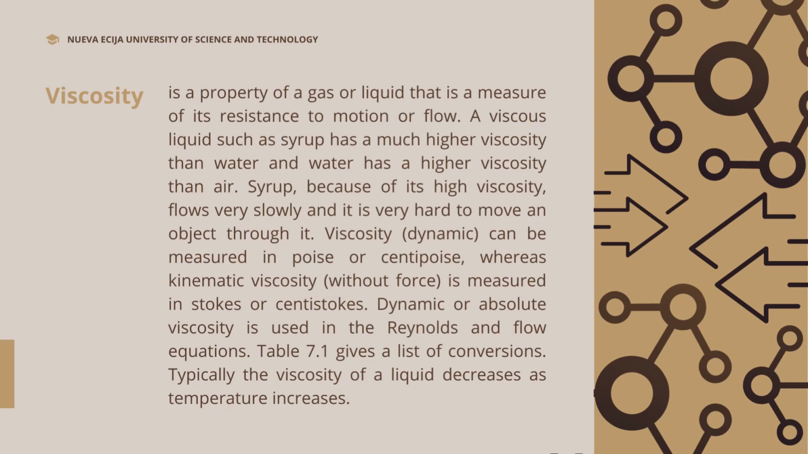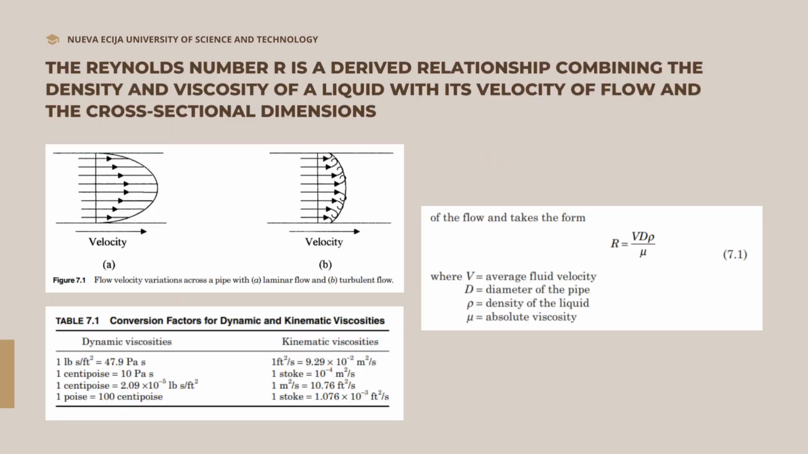Dynamic or absolute viscosity is used in the Reynolds and flow equations. Table 7.1 gives a list of conversions. Typically, the viscosity of a liquid decreases as temperature increases. The Reynolds number R is a derived relationship combining the density and viscosity of a liquid with its velocity of flow and the cross-sectional dimensions. This is Figure 7.1 and Table 7.1.